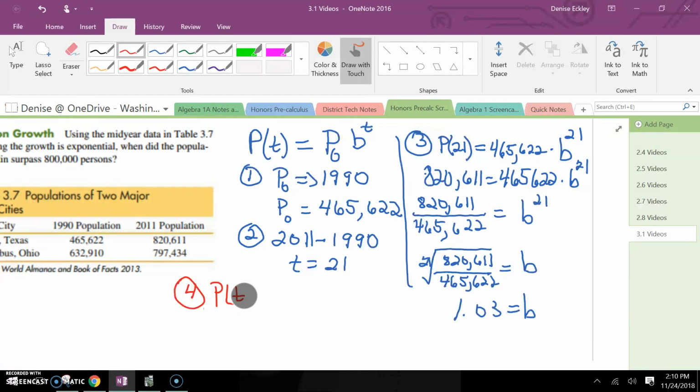So our equation is going to be, so this will be step 4, P of T is equal to 465,622 times 1.03 to the T power.